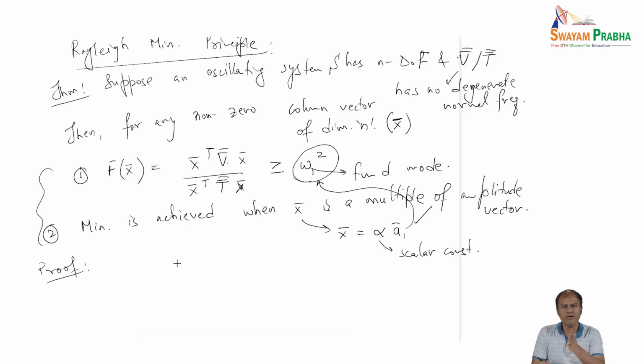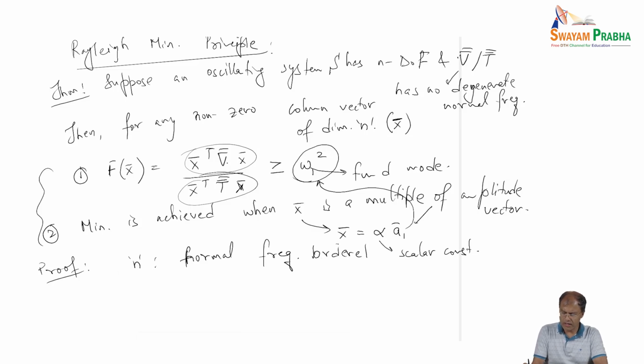We first sort out the frequencies in ascending order, and then we look at these quantities x transpose Vx and x transpose Tx and see what happens. So suppose we have n normal frequencies which are ordered, with the frequencies being omega 1 less than omega 2 less than ... omega n.